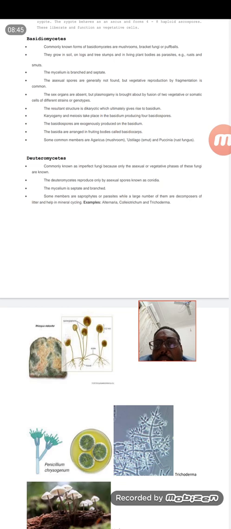And the next one is known as deuteromycetes. This particular fungus is known as fungi imperfecti, because only the asexual or vegetative phase is seen here. They have not seen any sexual reproduction inside that. So they are called deuteromycetes, and they can reproduce by conidia. We can see these deuteromycetes as decomposers, and they are responsible for recycling of the minerals.